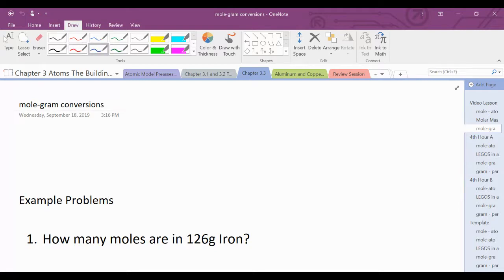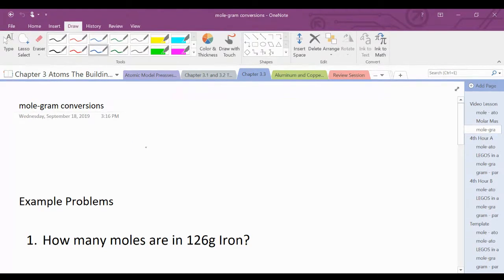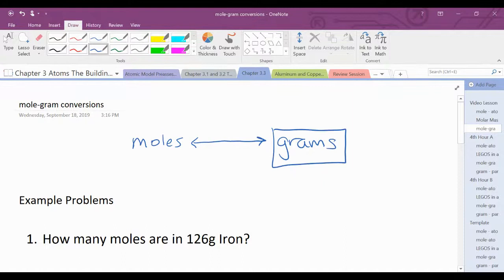Let's talk about what we already went over in a previous video. We converted from atoms to moles. We used Avogadro's number, and we can convert from how many atoms there are in a sample to moles. Now, in a lab, we don't have a device to measure moles. So we need to be able to convert from moles to grams, or grams to moles. The conversion factor for this is molar mass.